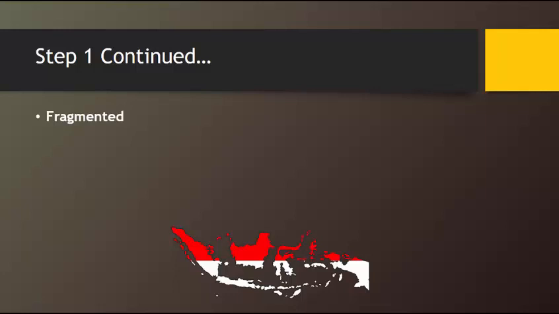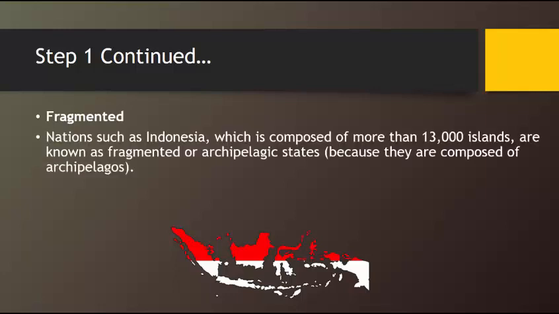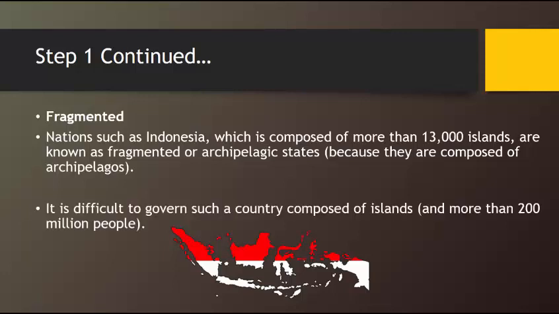A fragmented state. Nations such as Indonesia, which is composed of more than 13,000 islands, are known as fragmented or archipelagic states because they are composed of archipelagos. It is difficult to govern such a country composed of islands and more than 200 million people.